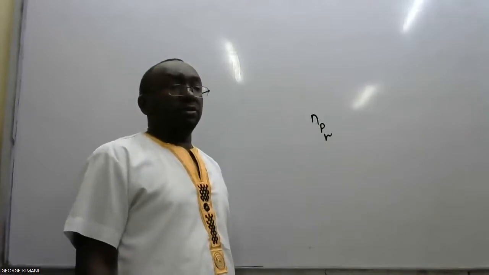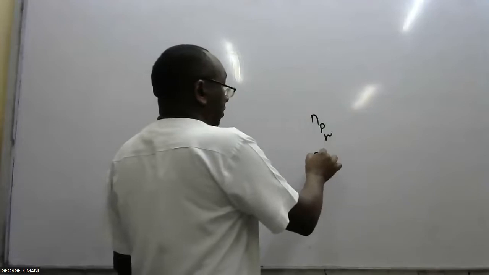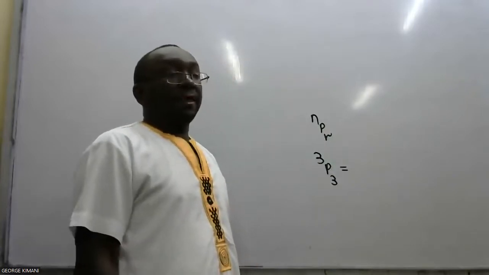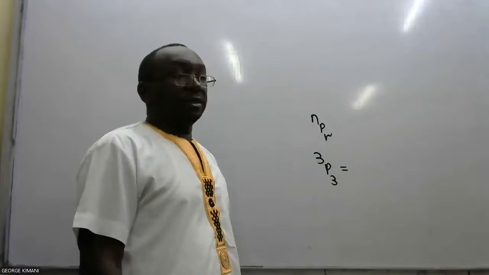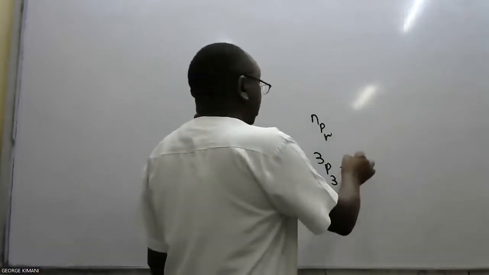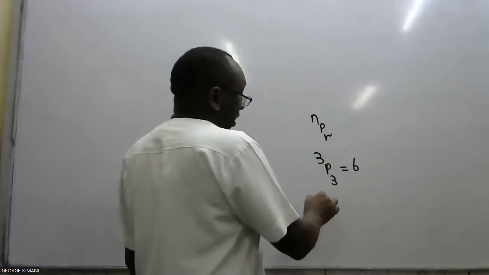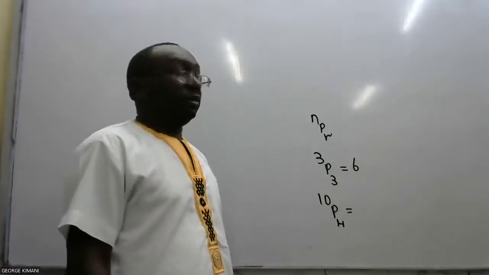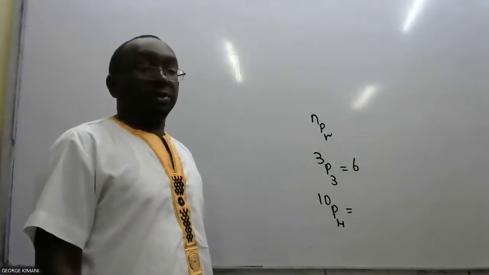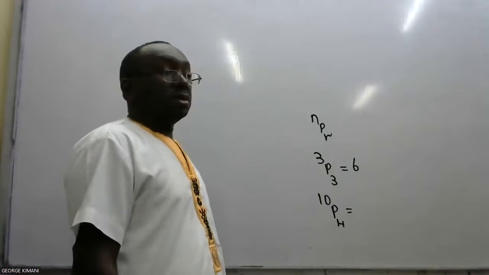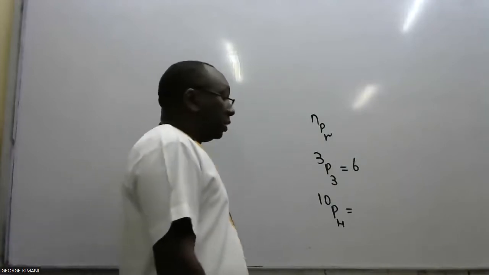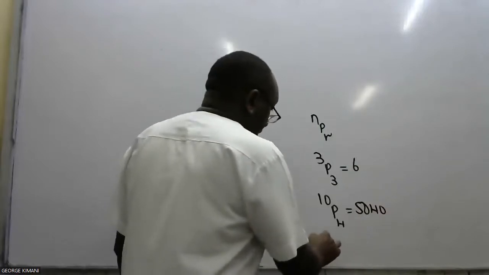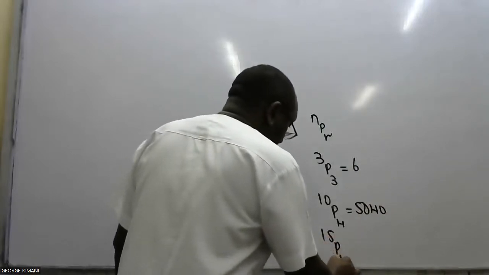So if it is on the body, that means you'll be shifting. If you are told to give us 3 permute 3, what you do is press 3, shift, press that button, then press 3 and press equals. You get 6. If you are told to give us 10 permute 4, press 10, shift, permute, 4, equals. How many? 5040. If you are told to give us 15 permute 10.